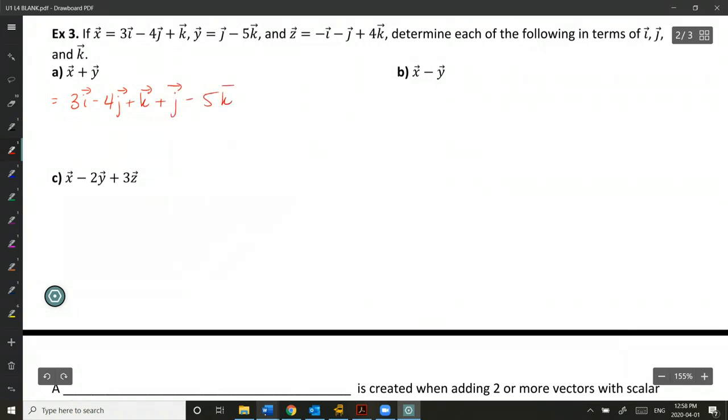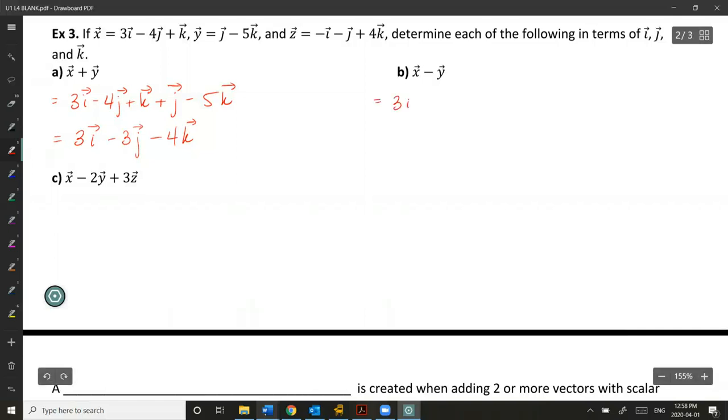And we can gather vectors the same way that we gather variables. So if I have negative 4j plus j, it will give me negative 3j. And same thing with the k's here. So k minus 1 vector k minus 5 vector k is going to give us negative 4 vector k. And again, remember your vector symbol should only be over the actual vector. The scalar should not have a vector symbol over it.